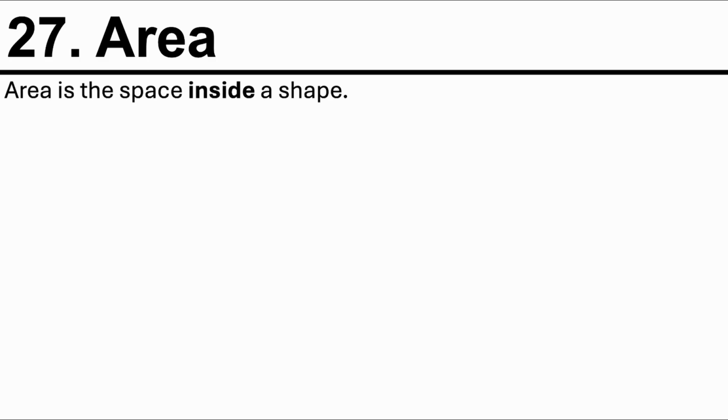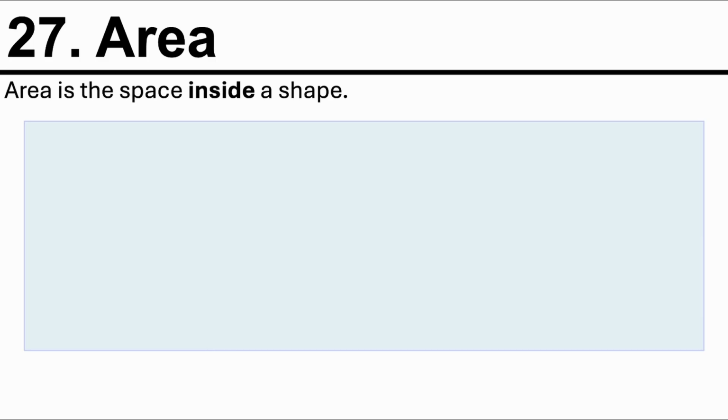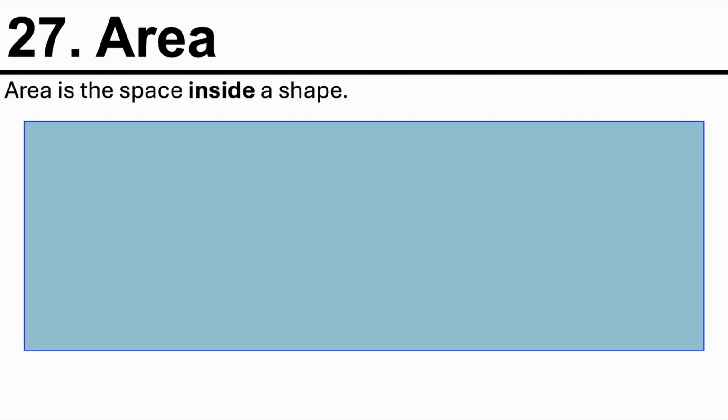Let's move on to something that a lot of people struggle with, and that's geometry. The first terms might seem a little easy, but we'll get to the harder ones. The first term is area. Area is the space that's inside a shape. So here we have a blue rectangle, and this light space on the inside, that's the area.